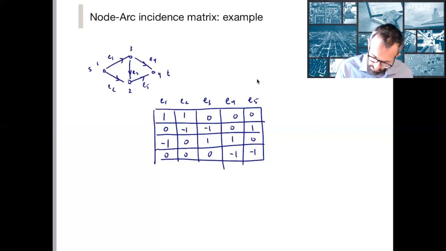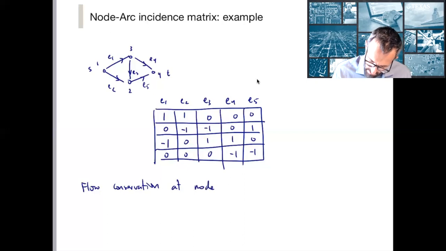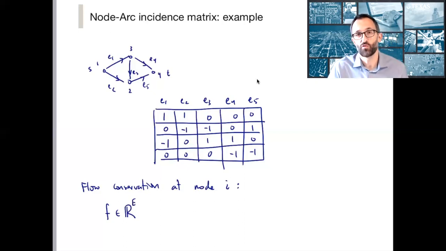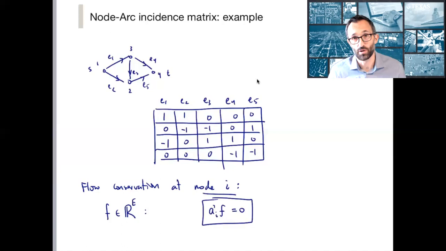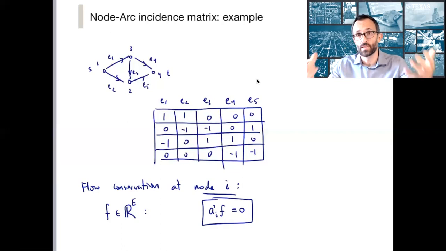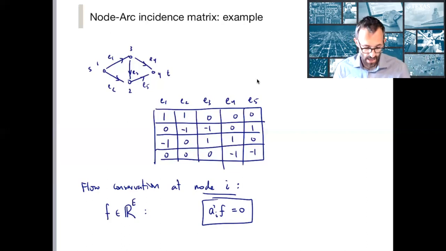And flow conservation at node I tells us that what goes in must come out. So let's let F be a vector that tells us how much flow there is on every edge. Flow conservation at node I is the same as saying that the ith row times F is equal to 0. And if there were demand or supply, then the conservation would be altered by that demand or supply. So what flows in minus what flows out should equal either the additional supply or the demand that I had at that node.